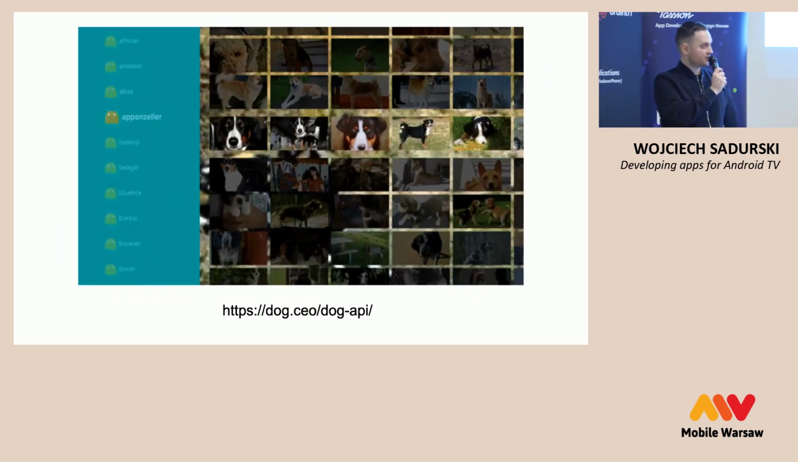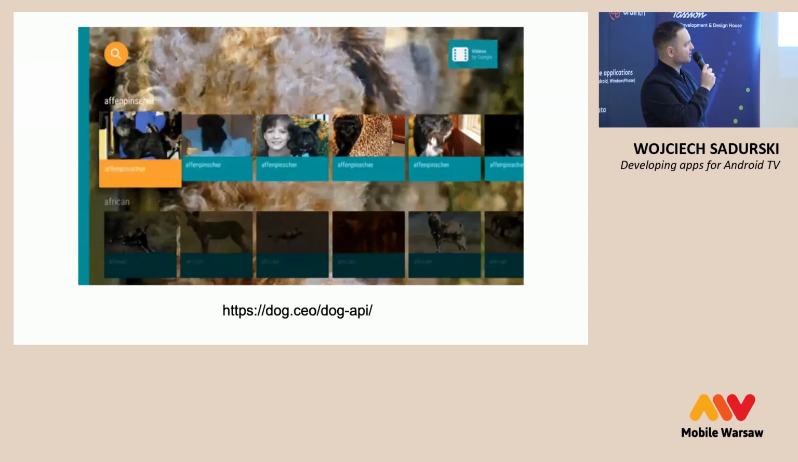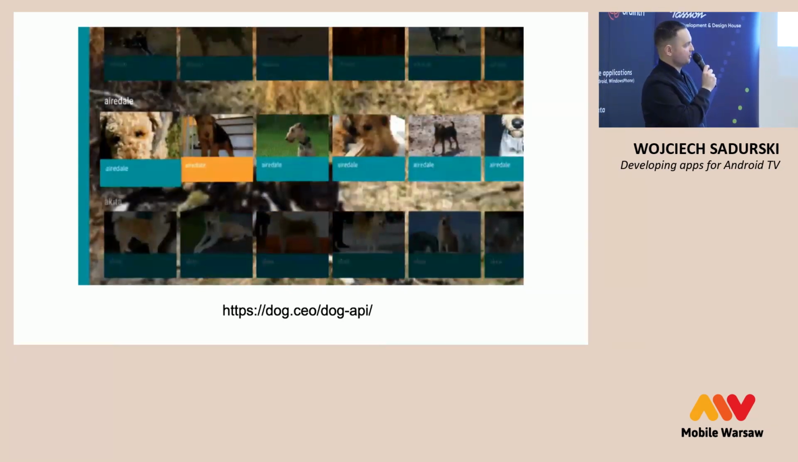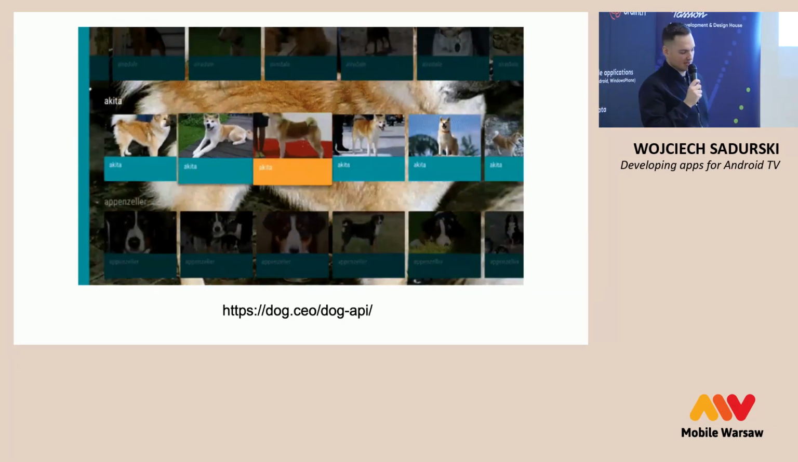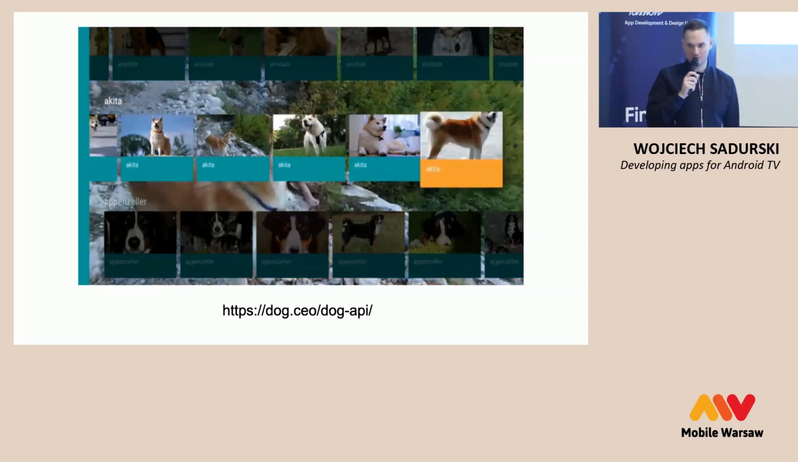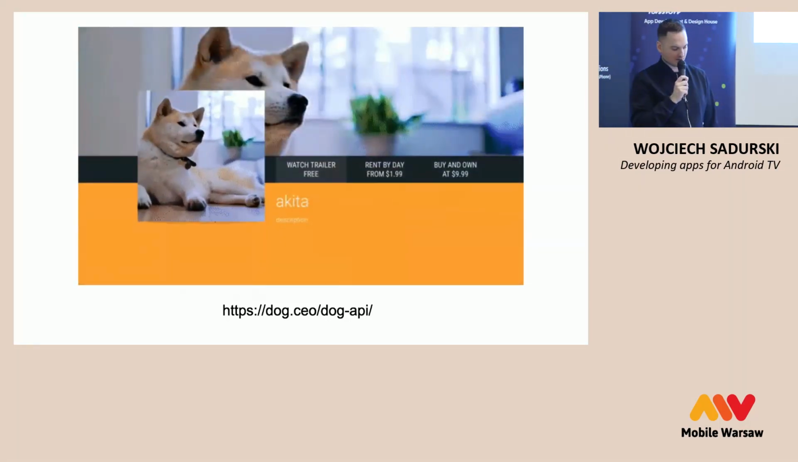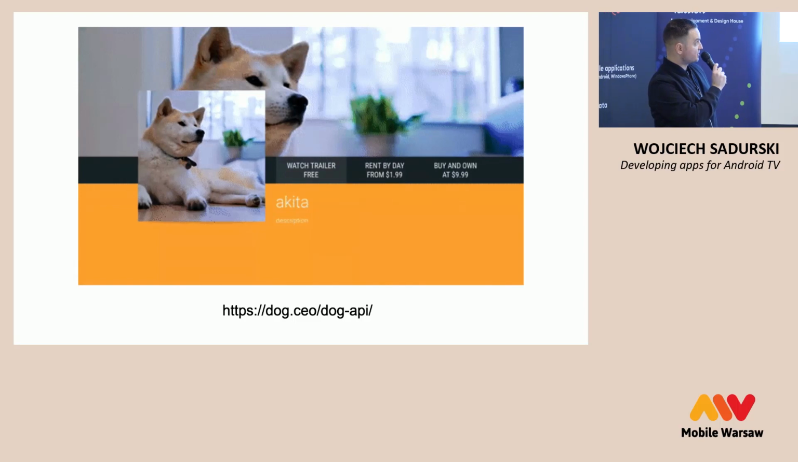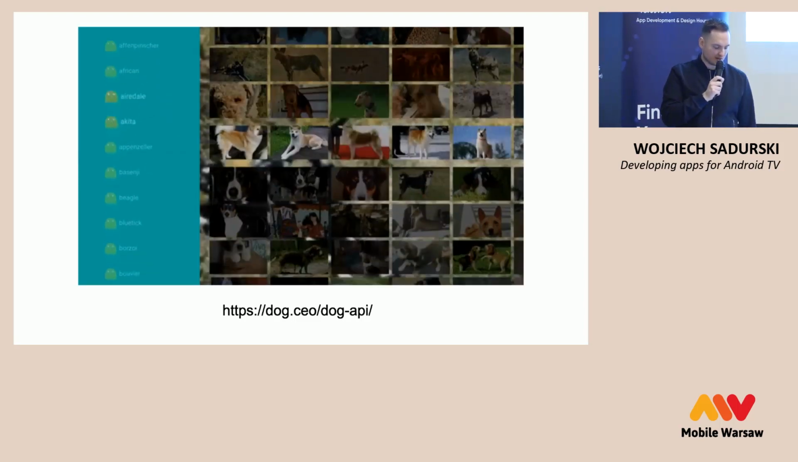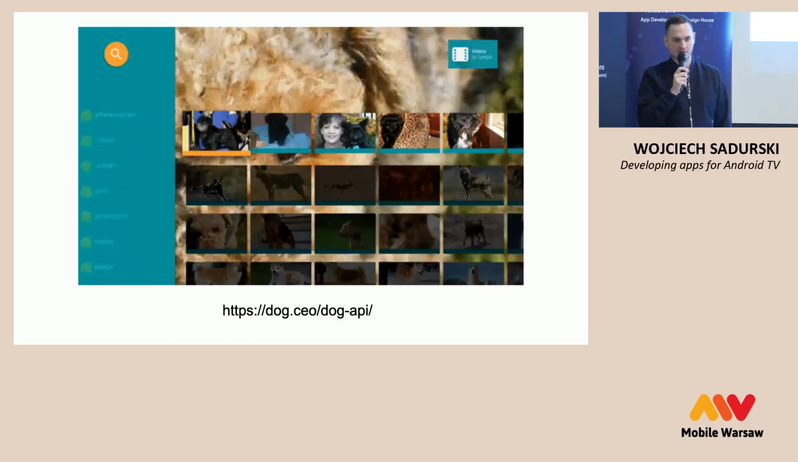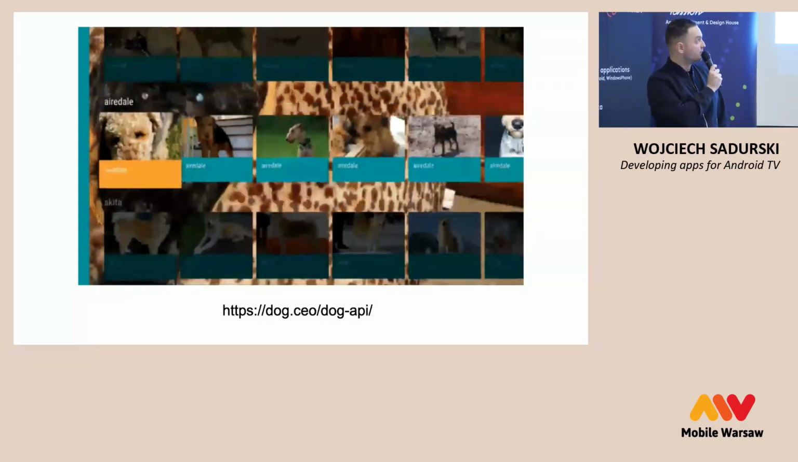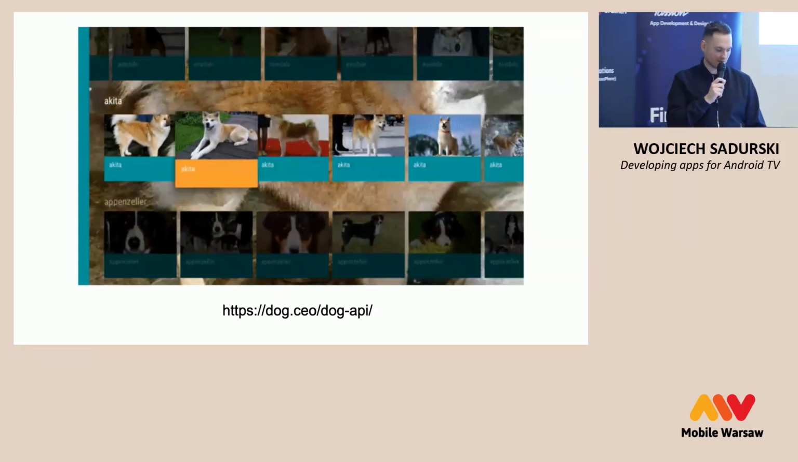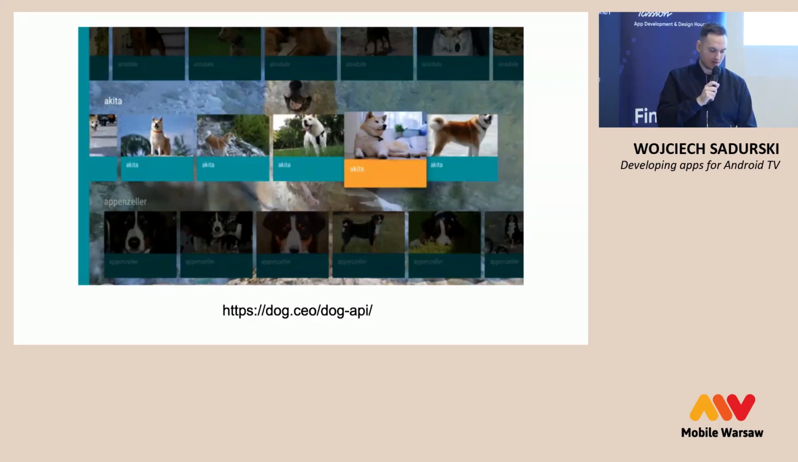Yeah. And here is a short example that I prepared, which is aimed at showing you how simple it is to use Leanback library. I used some open API with dog photos and species, and that's how I did it. It required just a few lines of code, just calling the API, parsing results, and passing it to the library. I'll show you how.